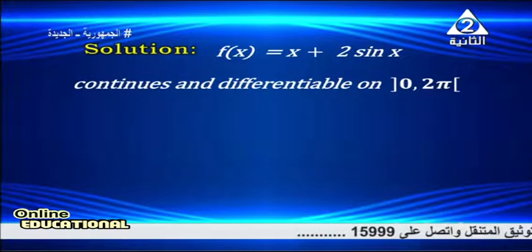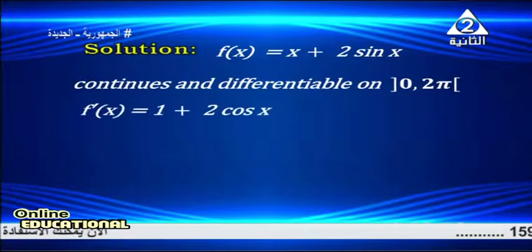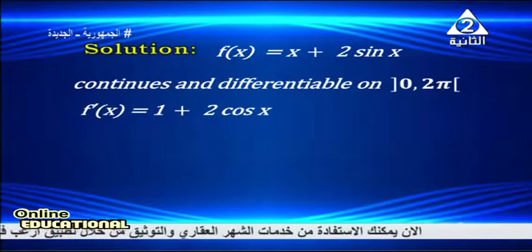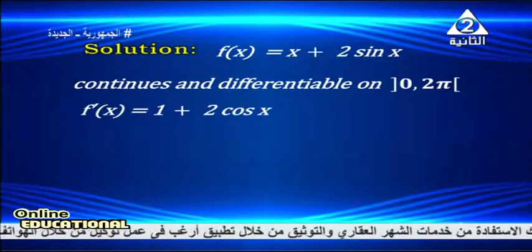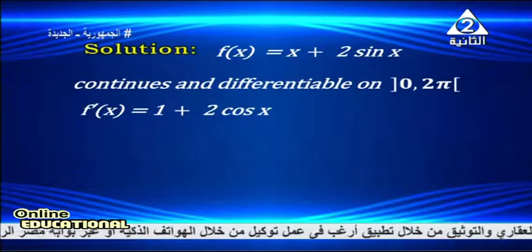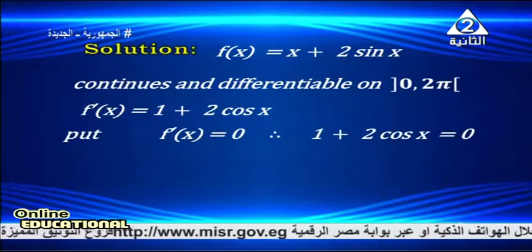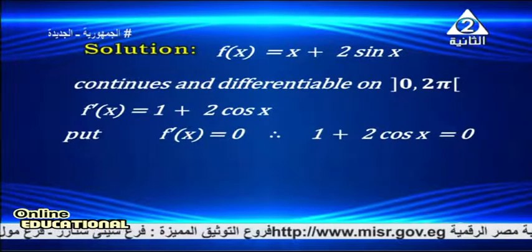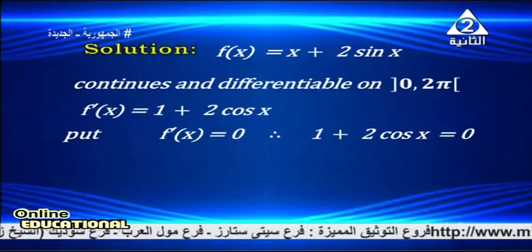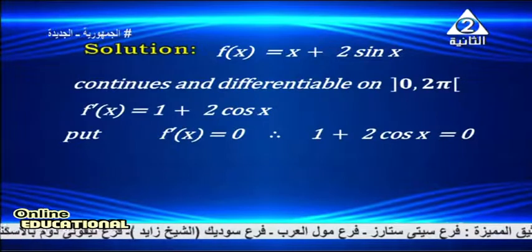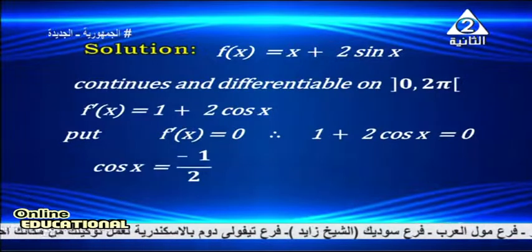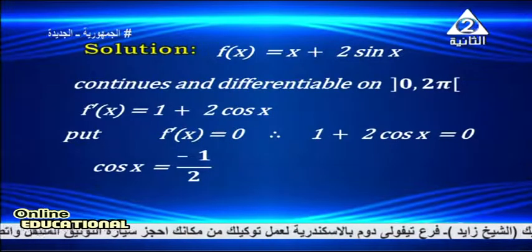What is the derivative of this function? f'(x) equals the derivative of x, which is 1, plus the derivative of 2 sine x, which is 2 cosine x. Now put f'(x) equals 0, then 1 plus 2 cosine x equals 0, and hence cosine x equals negative half.